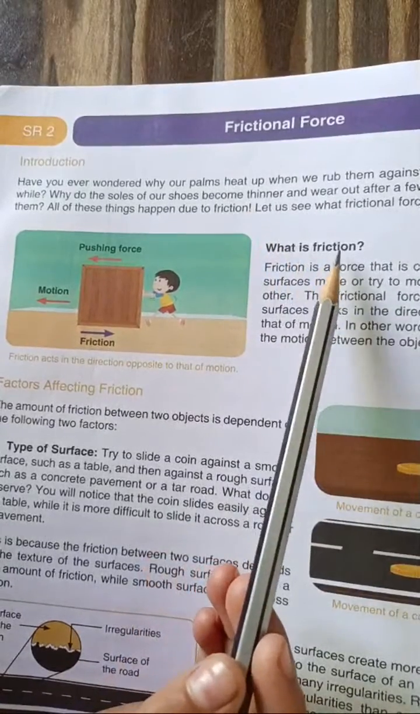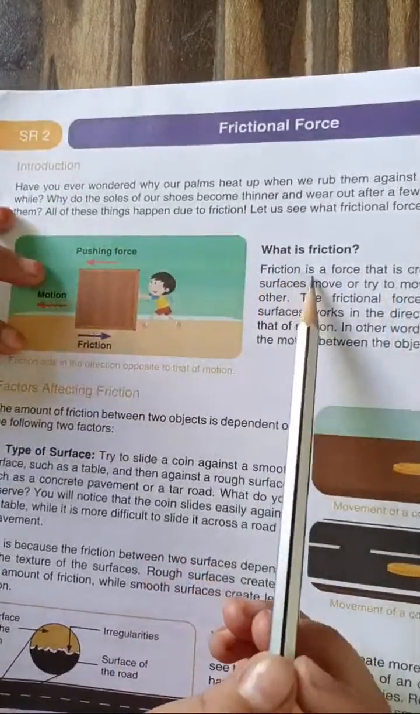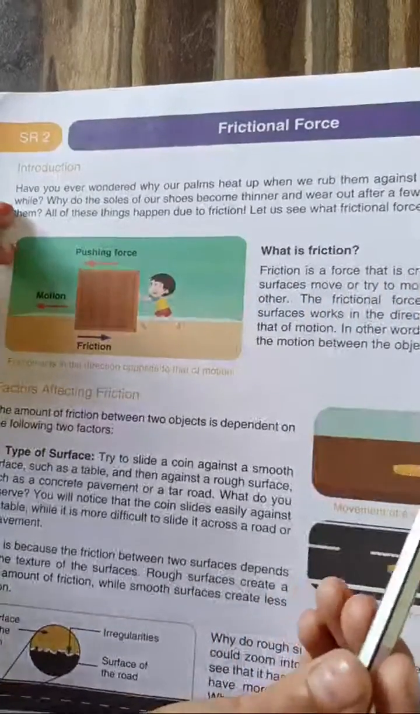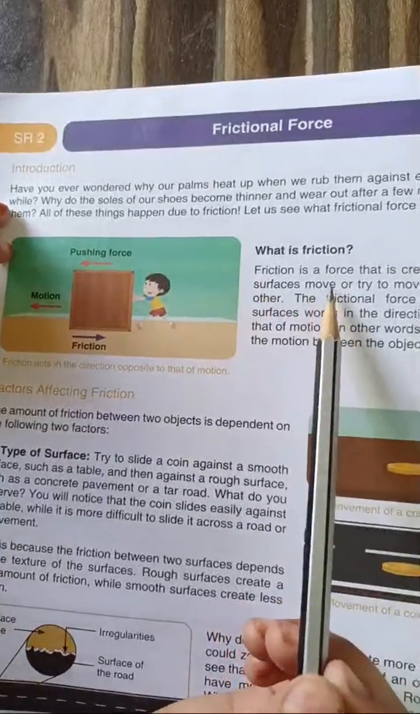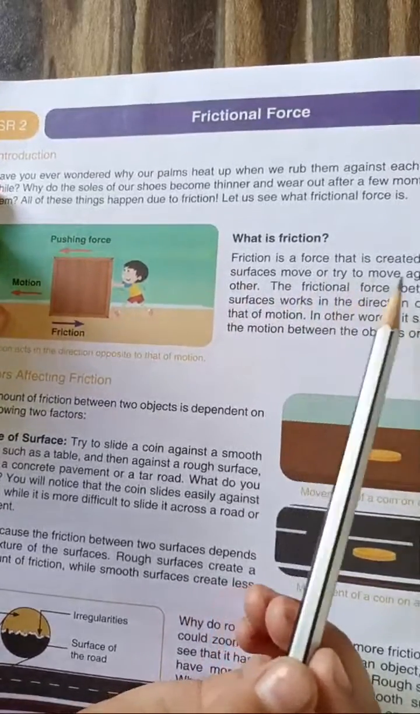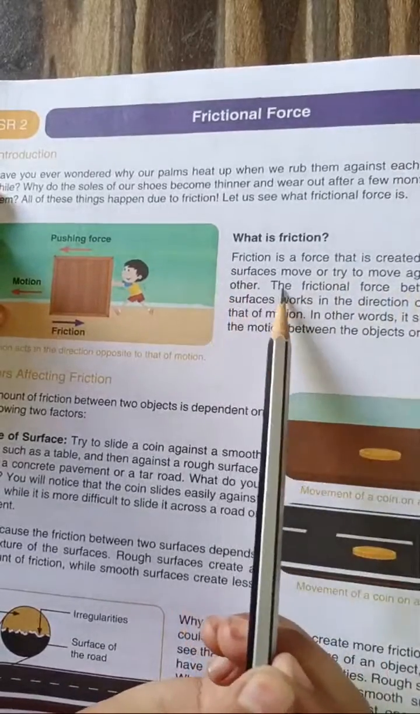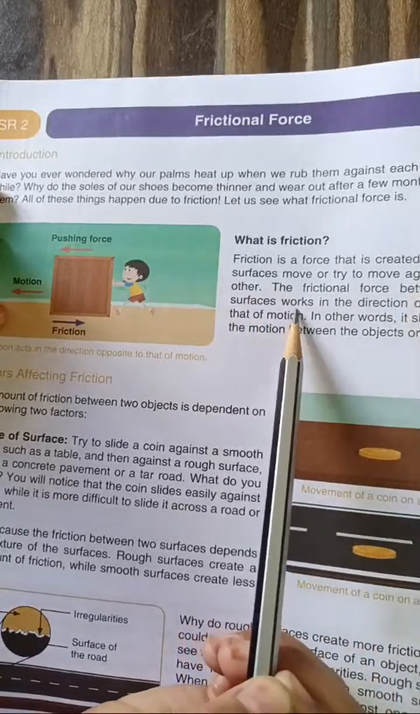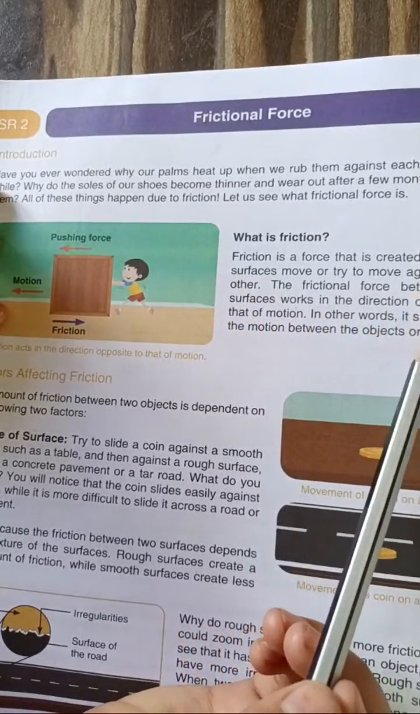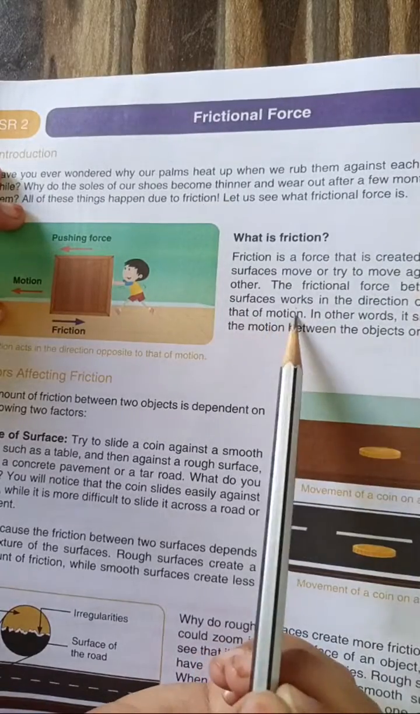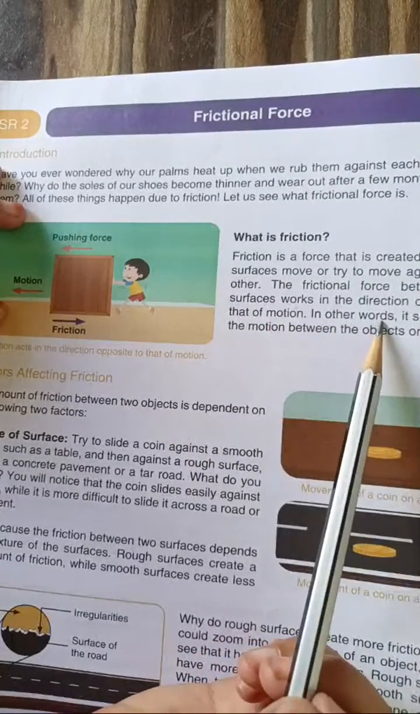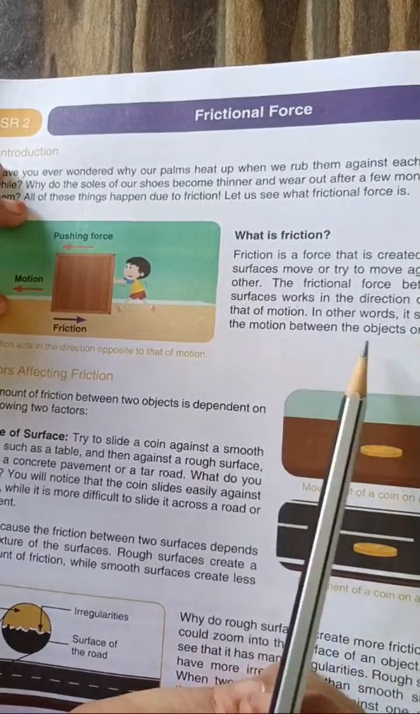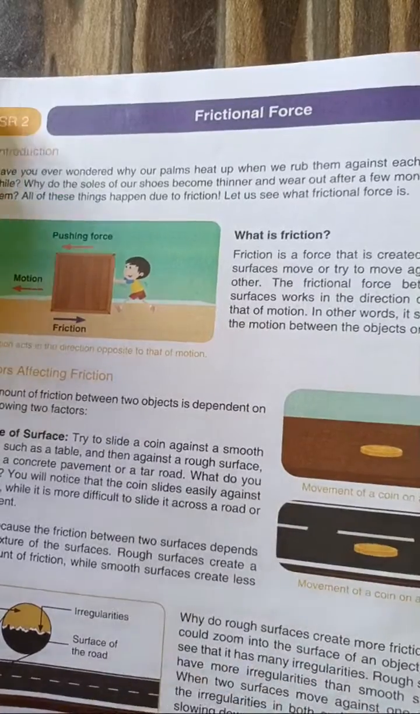What is friction? Friction is a force that is created when two surfaces move or try to move against each other. The friction force between two surfaces works in the direction opposite to the motion. In other words, it slows down the motion between the objects or surfaces.